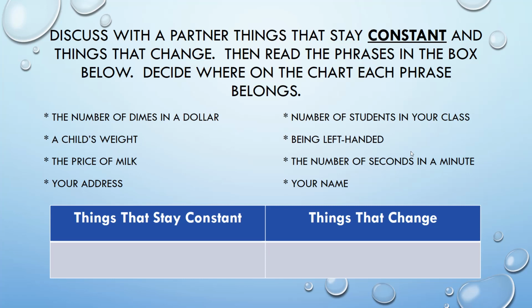You're right, that is constant. If you're left-handed, just like if you're right-handed, you don't suddenly magically learn how to write with your other hand. How about the number of seconds in a minute? You're right, just like the dimes in a dollar, seconds in a minute is constant. Do you guys remember how many seconds are in 1 minute?